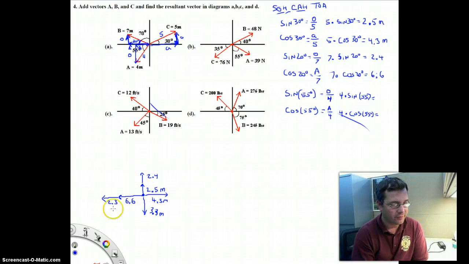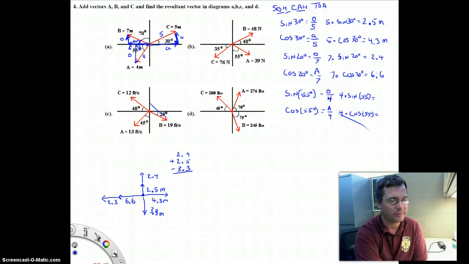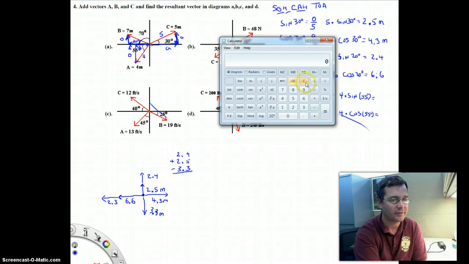So now what we need to do is get all of these horizontal and vertical components into single unit vectors. So if you look at the vertical addition, it is going to look like 2.4 plus 2.5 minus 3.3. Now, if the sum of these three numbers is negative, that would mean that the magnitude of the resulting vector is going to be downward. If it's positive, it would mean that it's going to be upward. And just looking at the numbers, we can tell that it's going to be upward.